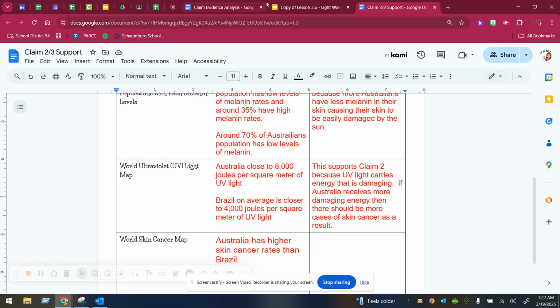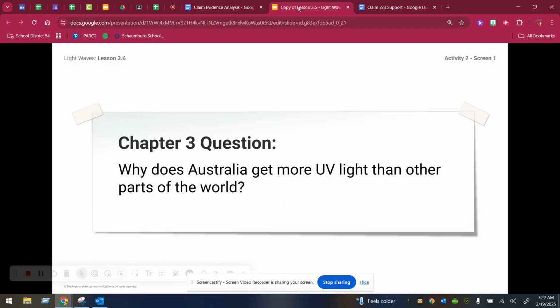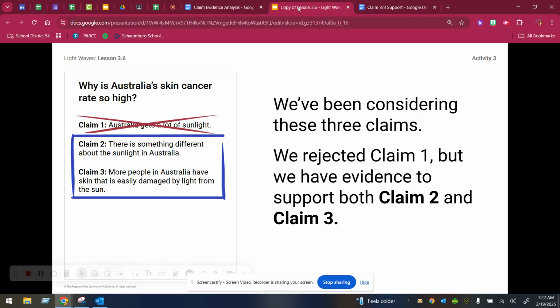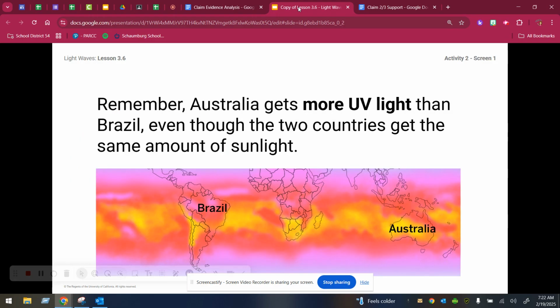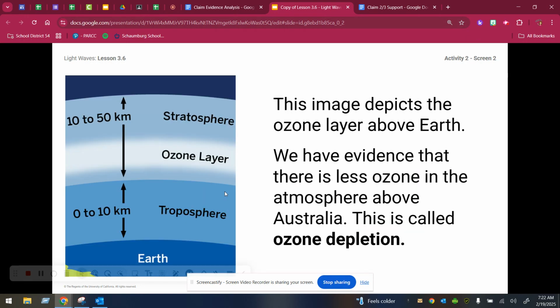Okay. As a result of this, we're able to really answer this question now of why does Australia get more UV light than other parts of the world? And it's really both claims 2 and claim 3, where yes, they're getting more UV light and then they have skin that's more easily damaged. So again, that's showing more UV light, less UV light.